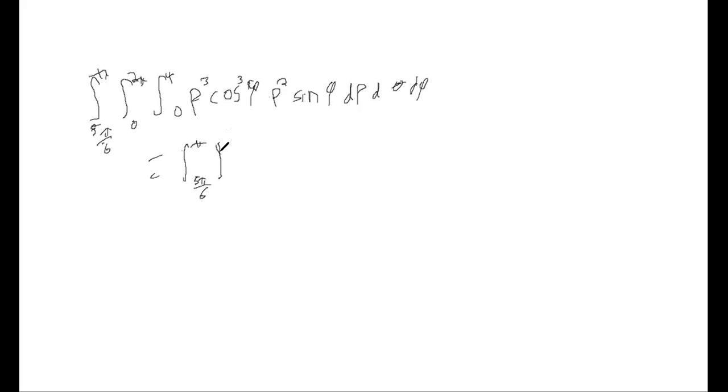That's an integral. We get 0 to 2 pi here. And then we've just got 2048 over 3 cosine cubed of phi sine of phi d theta d phi. That's a phi, not a rho.